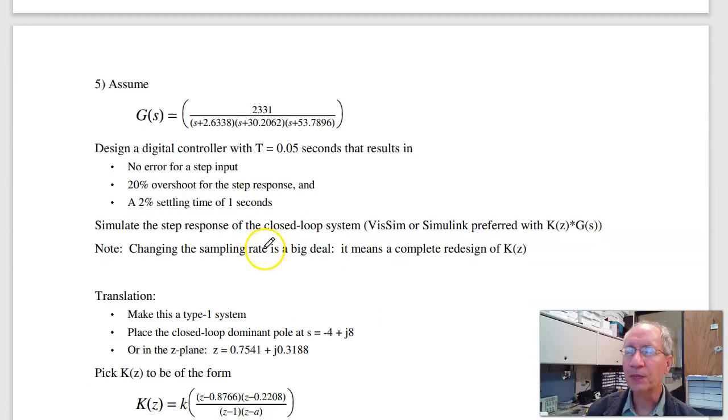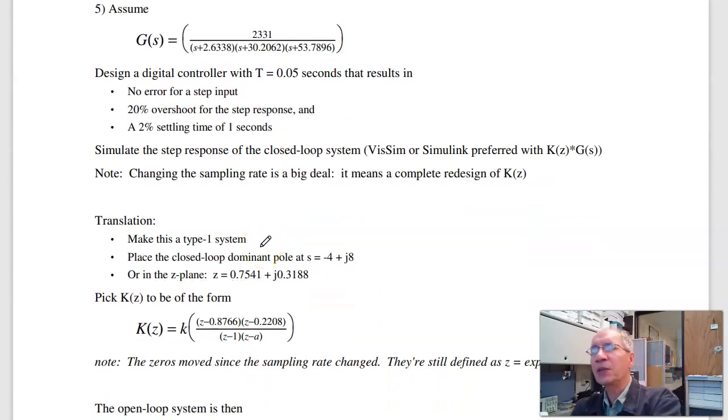Problem number 5. Suppose somebody comes along and says, you know, I don't want a 0.1 second sampling rate, I want a 0.05 second sampling rate. Modify your design for a 50 millisecond sampling rate. Well, when you change the sampling rate, that completely changes G of z, that completely changes K of z, it's basically a complete redesign. So if you're a control engineer, you really grumble at the person that changed the sampling rate. That means you take your old design, scrap it, start over.